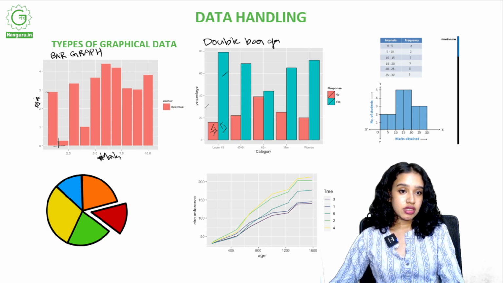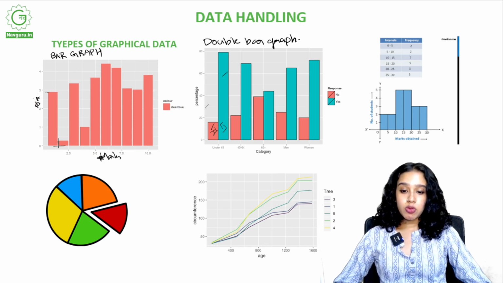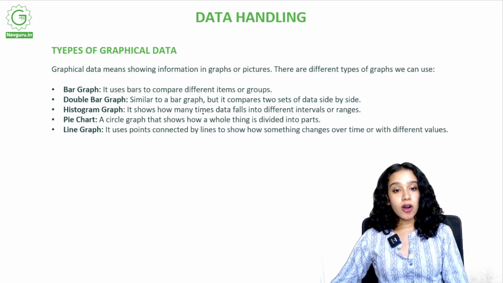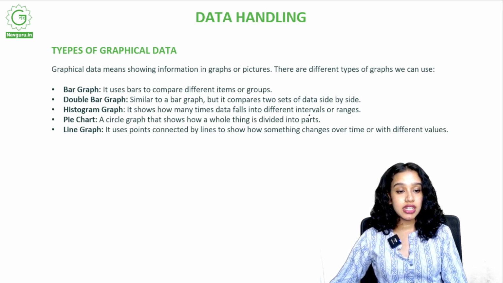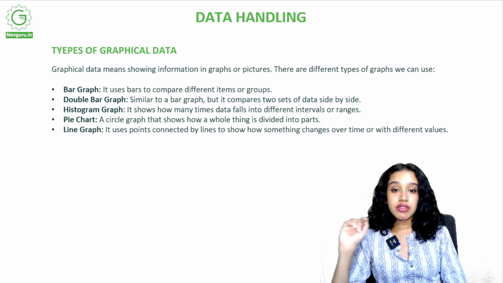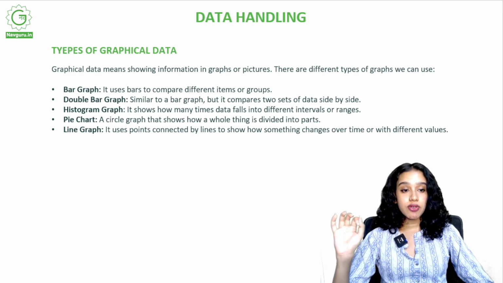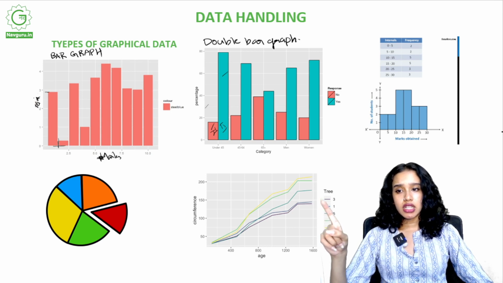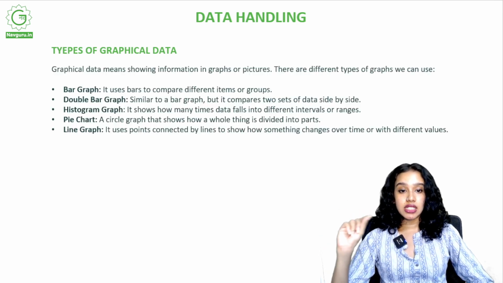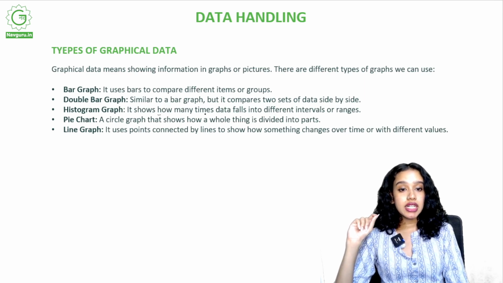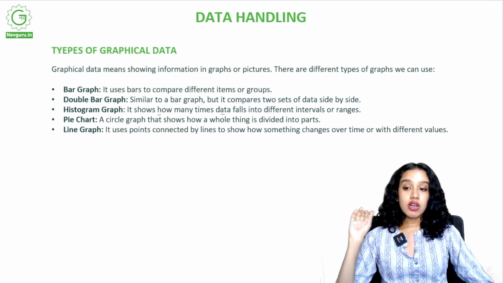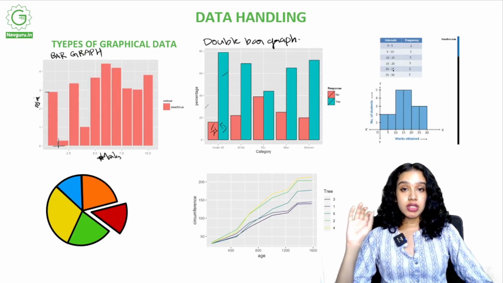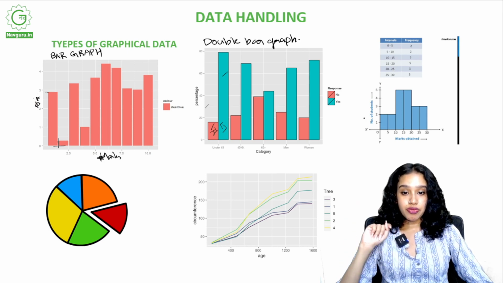Double bar graph. Now, let's move on to the next type of graph, which is the histogram graph. It shows how many times data falls into different intervals or ranges. So, what does the histogram graph show? It shows how many times the data falls into different intervals. So, in the 0 to 5 interval, the frequency is 2. The histogram graph always shows the frequency of the data. What does this statement mean? That how many times data falls into different intervals, that means what is the frequency of a particular data. So when we are talking about histogram graphs, we get the frequency of the data.